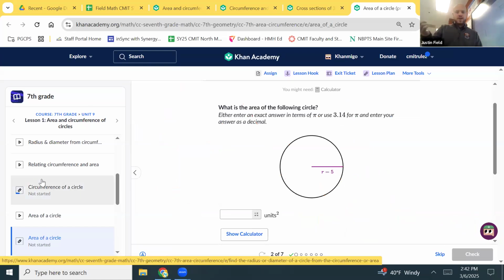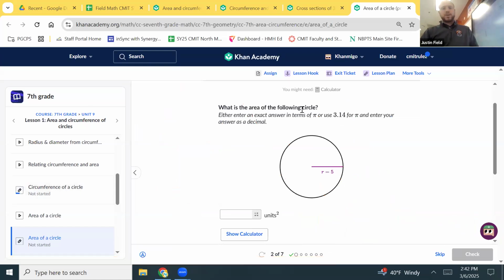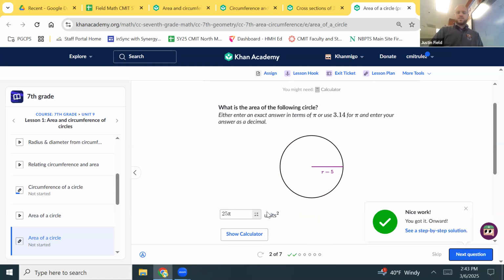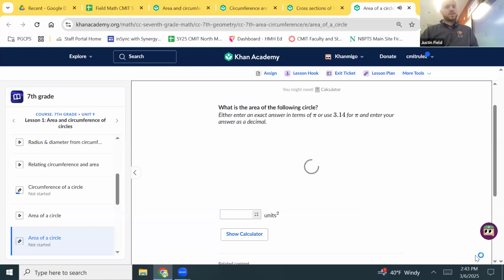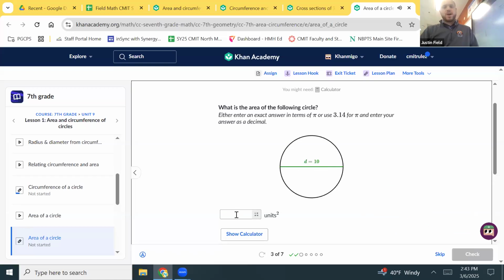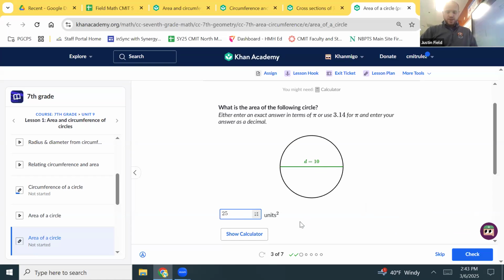What is the area of the circle? Enter either an exact answer or use 3.14. So the radius is 5. That means 5 squared is 25. And then I wrote pi, and it made it into the pi symbol. Isn't that nice? Let's do one more. All right, the diameter is 10, which means the radius is 5. 5 squared is 25. 25 pi.